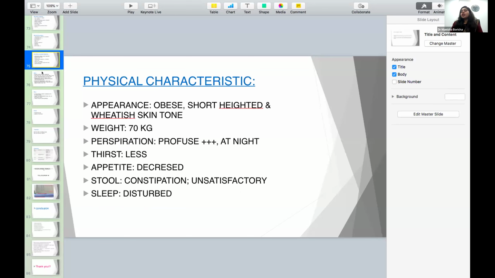Physical characteristics: she is obese, short in height, with skin tone. Weight 70 kg. Perspiration profuse +3 at night. She is thirstless. Appetite is decreased. Stool constipated and unsatisfactory. Sleep is disturbed.